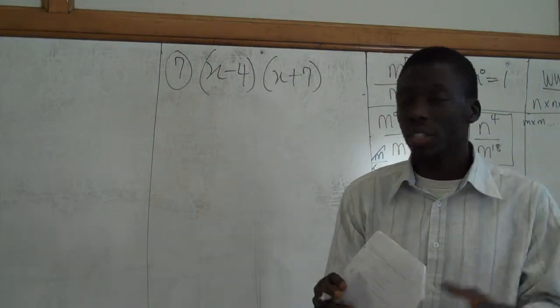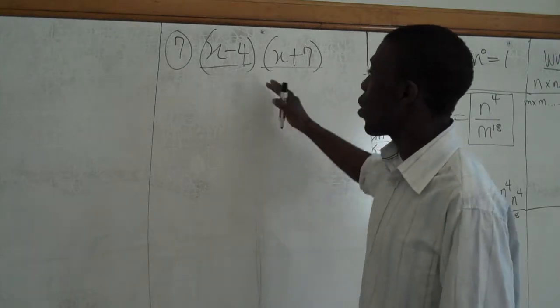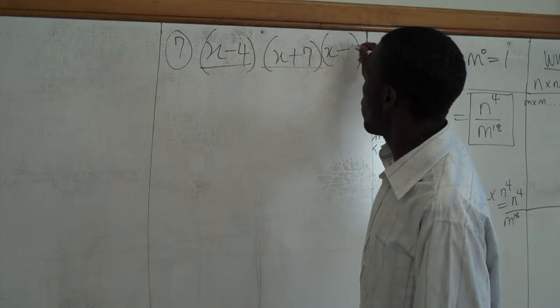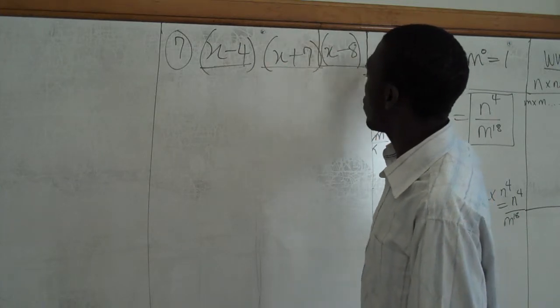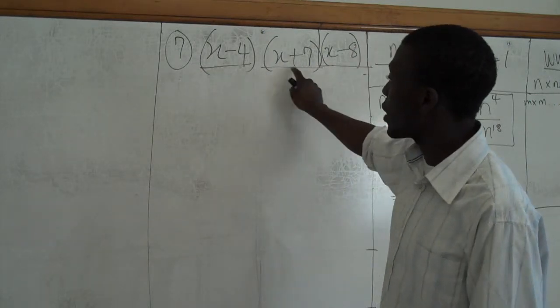This is what we want. Essentially, this is what we want. We want to multiply these two out, and of course, we can make it more complicated by adding a third bracket. So I could tell you x minus 8, so you could try it with x minus 8 as the third bracket. But now let's solve x minus 4 and x plus 7.